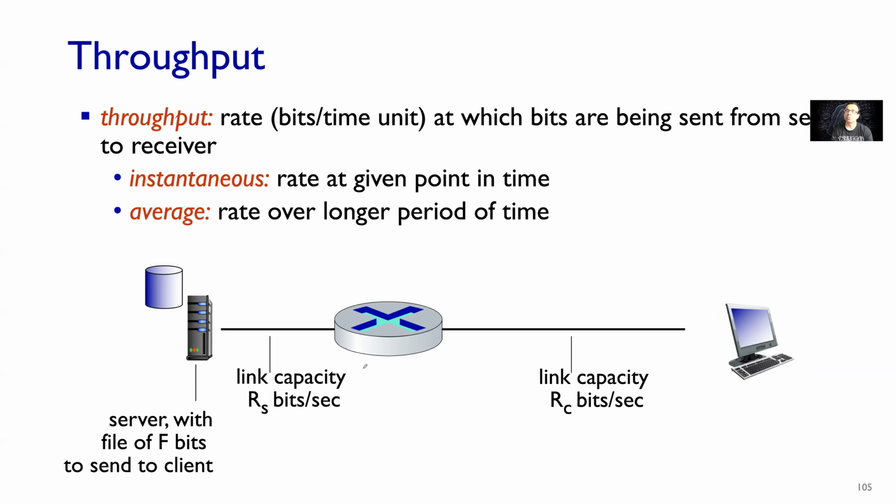So there are again two sort of angles from which you could view throughput. One is the instantaneous throughput. So at any given time, what is the instantaneous rate that is being observed? But something that's more interesting is the average, right? So over a long period of time, on average, what is the rate at which bits are being sent from the sender to the receiver, right?